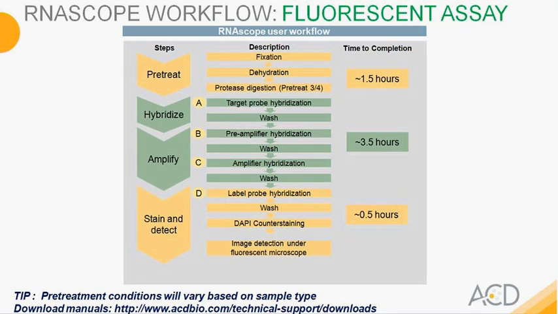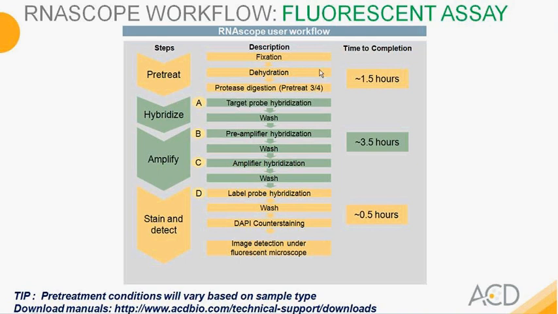The next workflow is the fluorescent assay. The thing I want to highlight here is that the workflow looks similar, but there are some key differences. One of the key differences is the fixation and the preparation step. This is an example of a fresh frozen workflow. For the fresh frozen sample workflow, you typically would fix the sample, dehydrate, and only perform pretreatment using protease digestion. You will not require pretreatment 2 for this particular sample.